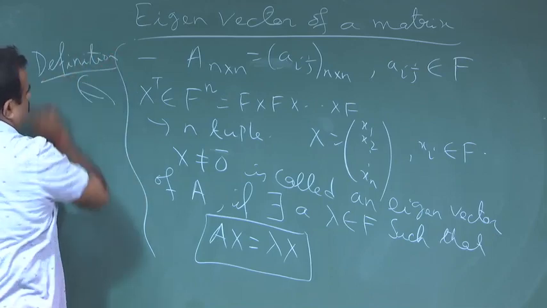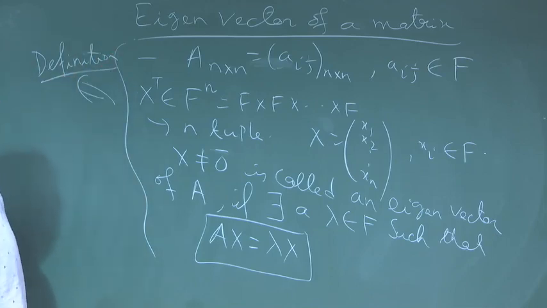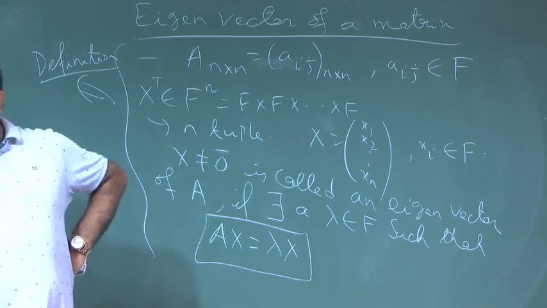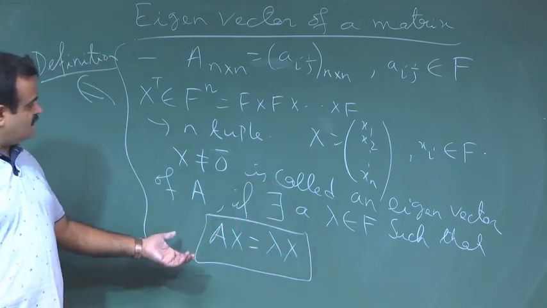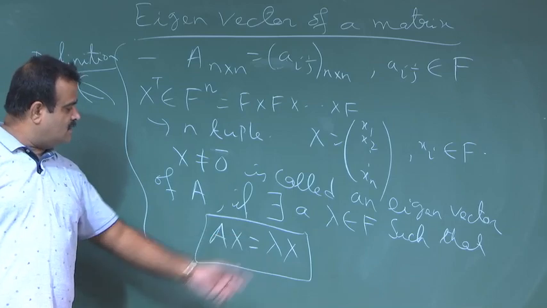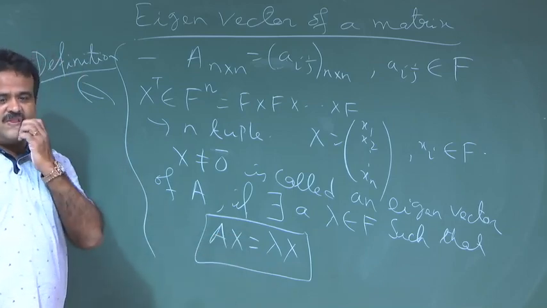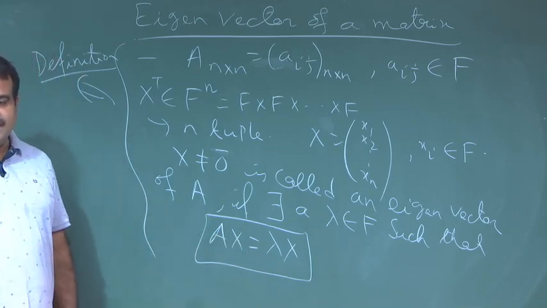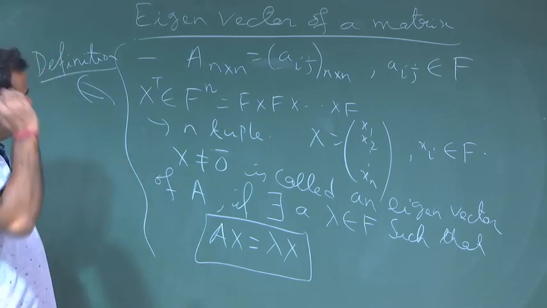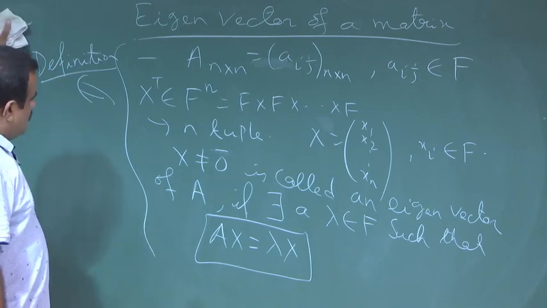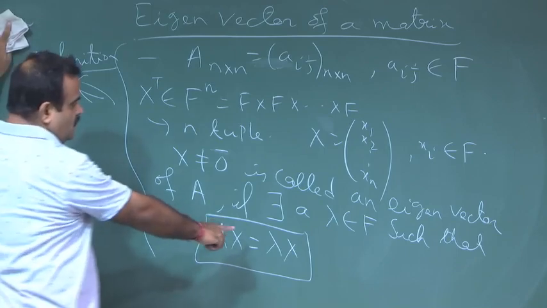This is the definition. So, what is the definition? A non-zero vector x is called an eigenvector of a matrix A if and only if there is a scalar of the same field such that A x equals lambda x. If it is satisfying this equation, then x is called an eigenvector of the matrix, and lambda is the corresponding eigenvalue.